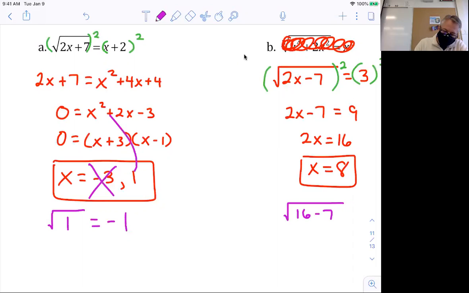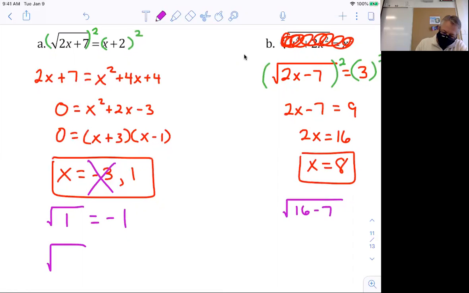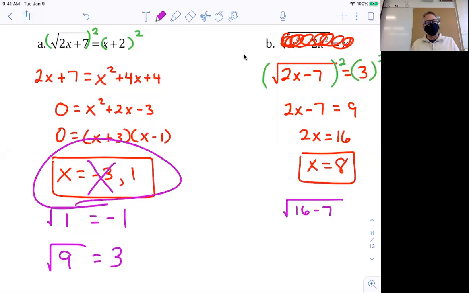All right, I better check out 1. I'm going to plug 1 in for the x's. So I get 2 times 1 plus 7 is the square root of 9 on the left. And 1 plus 2 is 3. And the square root of 9, the principal root, is 3. So that 1 is an acceptable solution. So the idea is, of course, be careful with those extraneous solutions. Always check them.